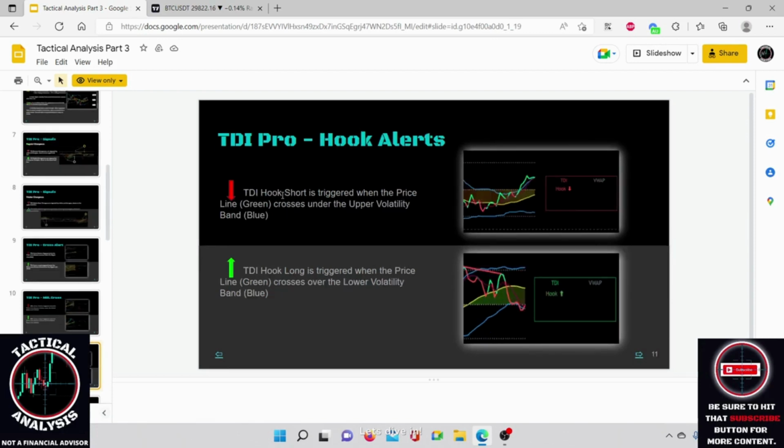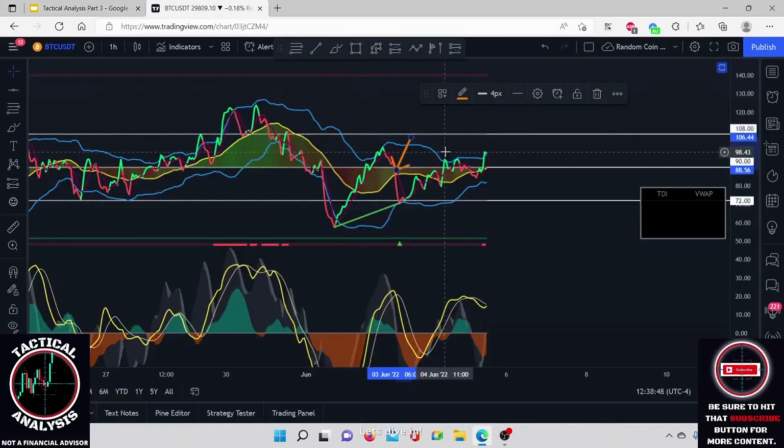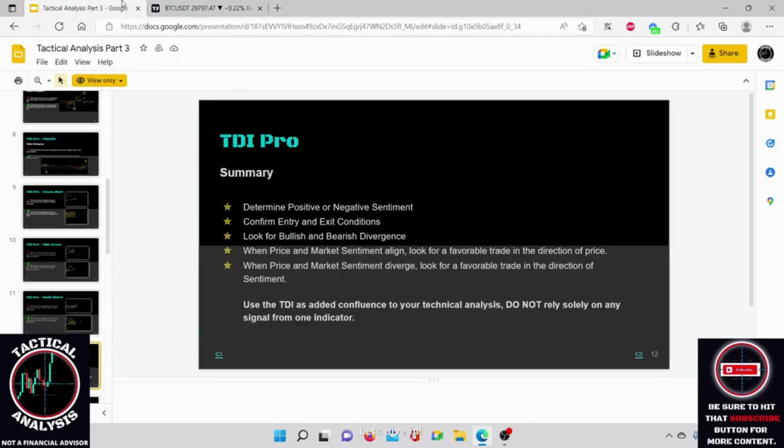We also have TDI Pro hook alerts. The short hook is triggered when the price line crosses under the upper volatility band in the blue. And we have the long TDI hook when the price crosses over the lower volatility band in the blue. That will be our TDI hook alerts. We cross above or below the volatility band, which once again is these blue bands. Here's a hook alert, here's a hook alert. Price coming outside the volatility, crossing the volatility bands.